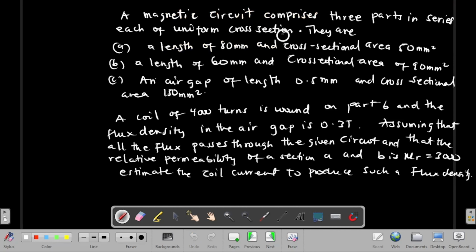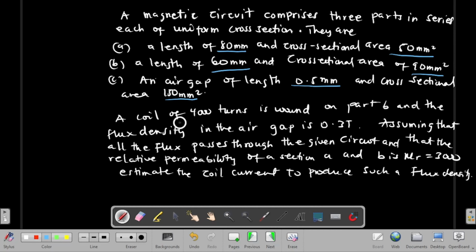A magnetic circuit comprises three parts in series, each of uniform cross section. Take note. The first part has a length of 80 millimeter and a cross sectional area of 50 millimeter squared. The second part has a length of 60 millimeter and a cross sectional area of 90 millimeter squared. Then you have an air gap. I explained that earlier. Air gap of length 0.5 millimeter and cross section.